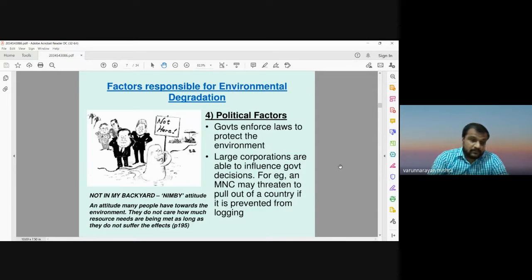If there is a policy, the government should implement the policy strictly, without any influence from the corporate sector, without any influence from businessmen, because it is seen that in the past most of the policies of the government have been influenced by different corporate sectors, different companies, different businessmen. They modify the rules and regulations as per their requirement. So there are also political factors which are responsible for environmental degradation, and the government should work strictly on implementing the rules and regulations to protect the environment.